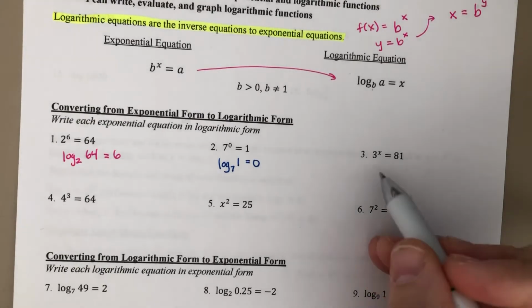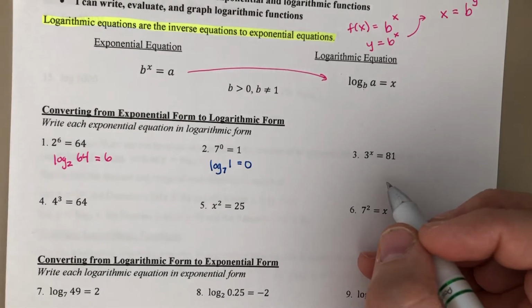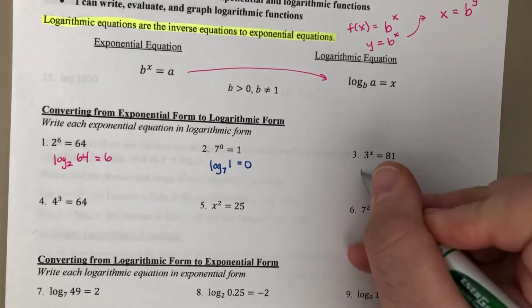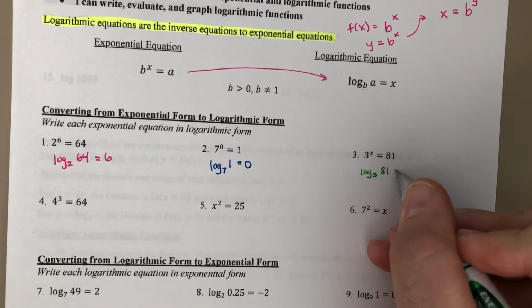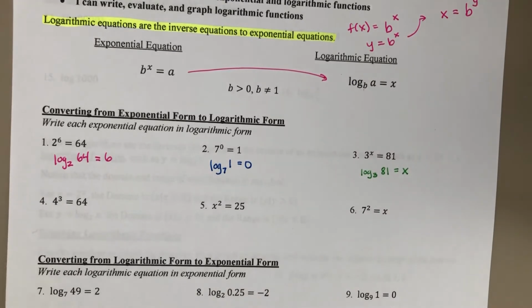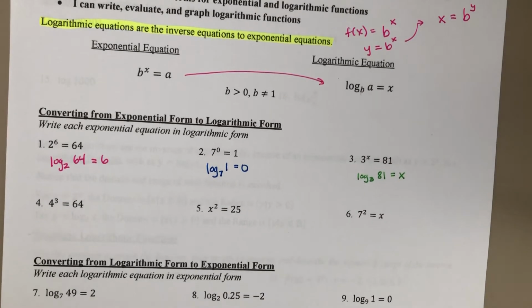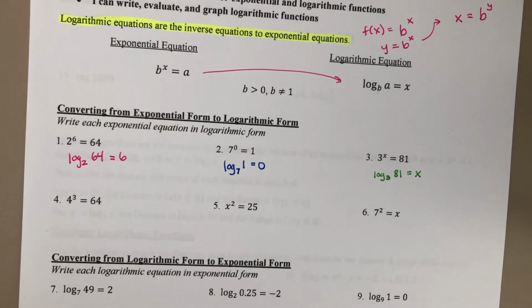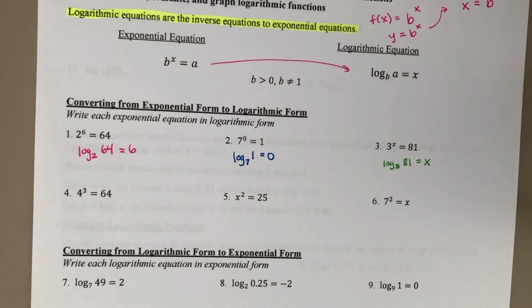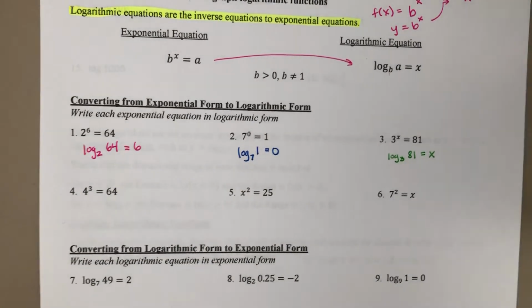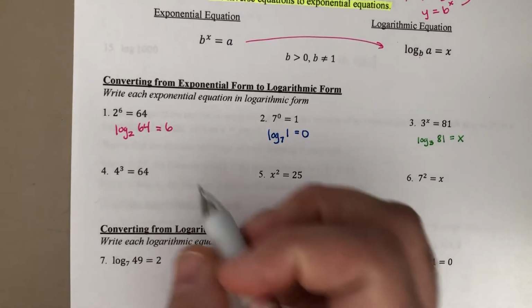3 to the x equals 81. And so how do we convert that? Again, that would be log base 3 of 81 equals x. That's our conversion there. Okay. We're not solving right now. It just says write them in exponential, the exponential in logarithmic. So I'm not going to solve, just showing you the transition between the two, the conversion.